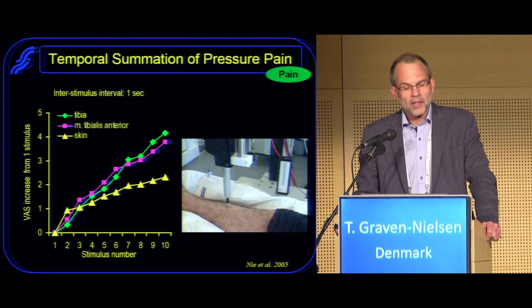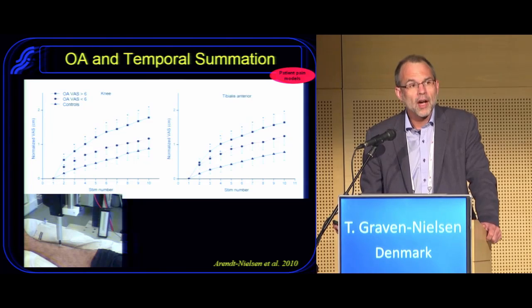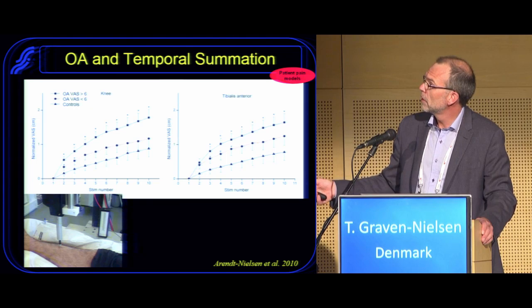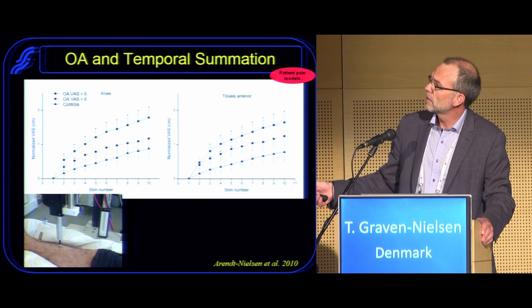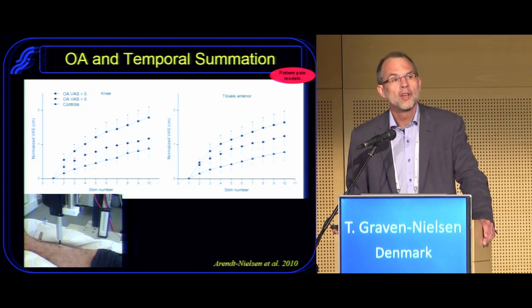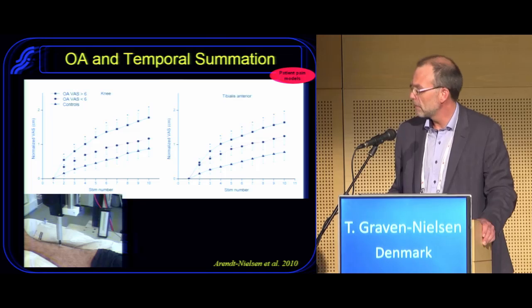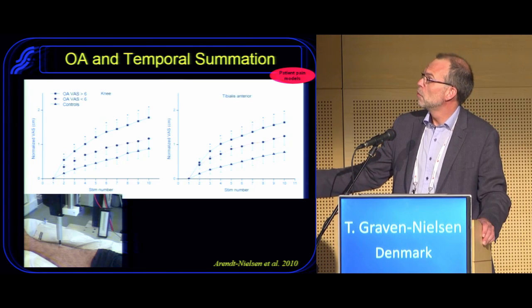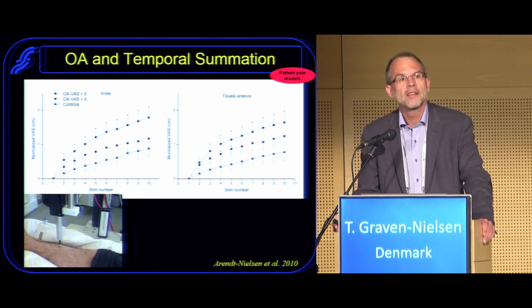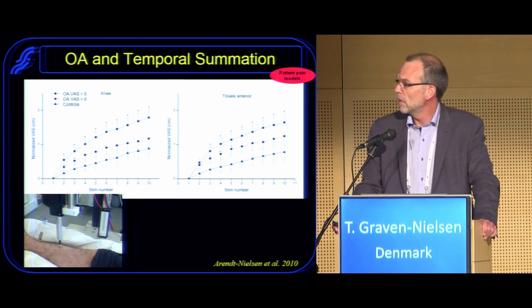And when using such a setup in, for example, osteoarthritis patients, either on the knee or at the tibialis anterior, we can see that these patients have facilitated temporal summation, so the increase in pain rating is faster than when we compare to controls, or to some of the osteoarthritis patients with a less clinical pain intensity. When we do this on the knee, we may not be that surprised, but if we do it also at the tibialis anterior muscle, we see exactly the same phenomenon, indicating that the central system is sensitized.